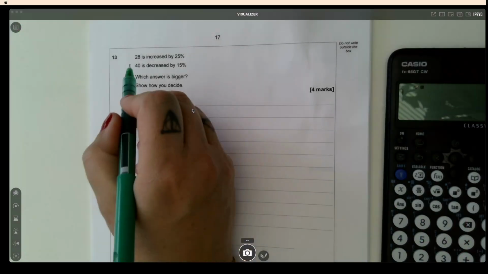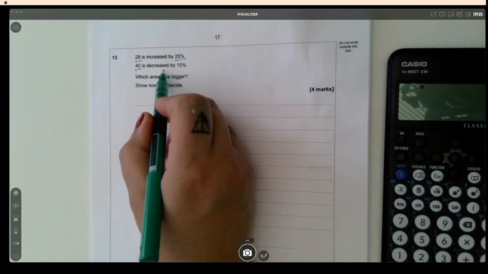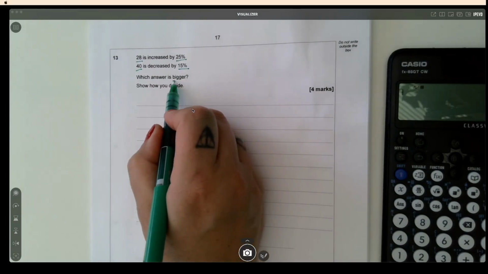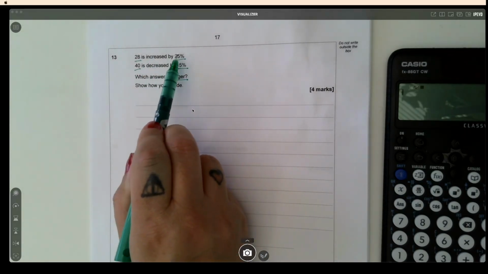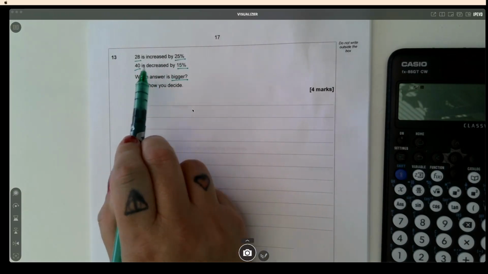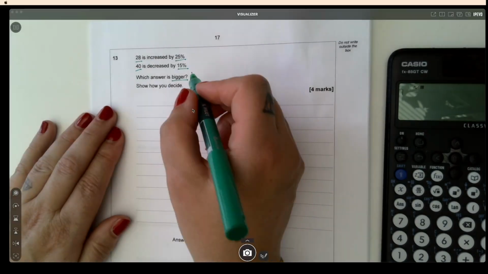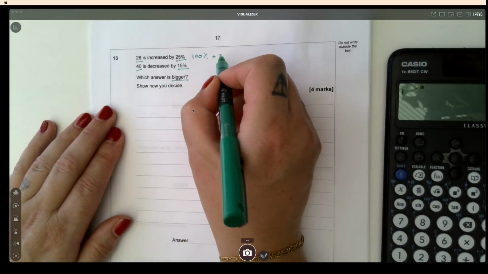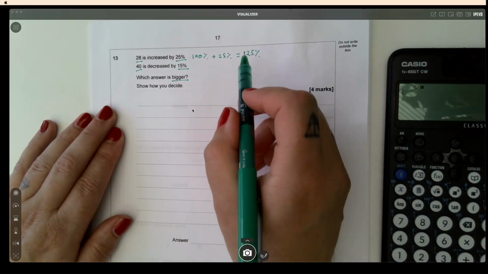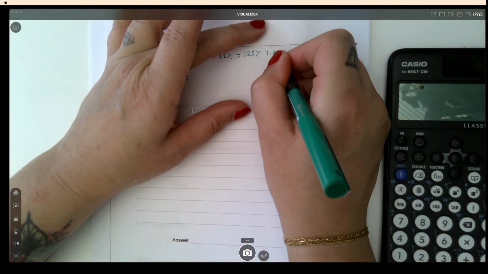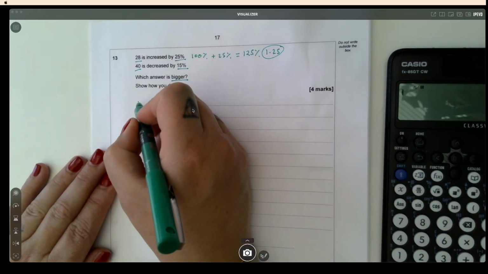Question 13. 28 is increased by 25%. 40 is decreased by 15%. Which answer is bigger? Show how you decide. So I'm going to increase 28 by 25% and decrease 40 by 15% and then compare the answers. If I'm increasing by 25%, I want 100% plus that additional 25%. So I want 125% in total. 125% as a multiplier is 1.25. So that's the multiplier I'm going to use to increase 28 by 25%.